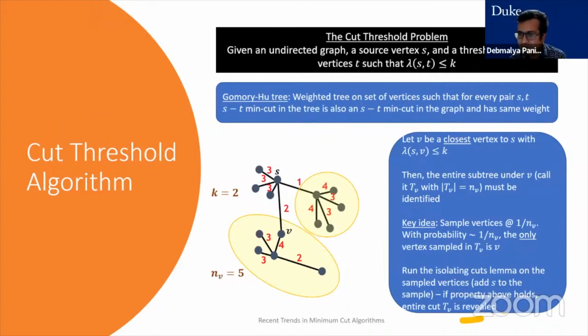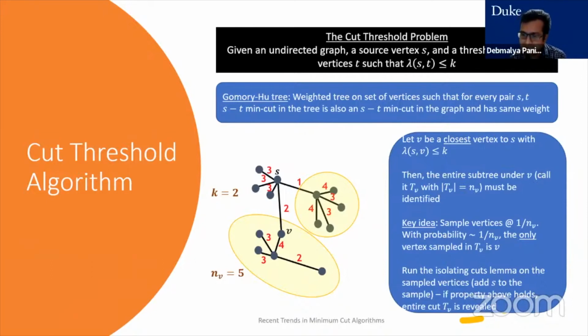Now let me call the entire subtree separated by V from S, let me call that T sub V. And let me say that the size of this subtree is n sub V. In this particular example, the size of the subtree is 5 vertices, so n sub V would be 5. Remember that this entire subtree must be identified by my algorithm, because all of these vertices are going to be in the answer for the cut threshold problem.